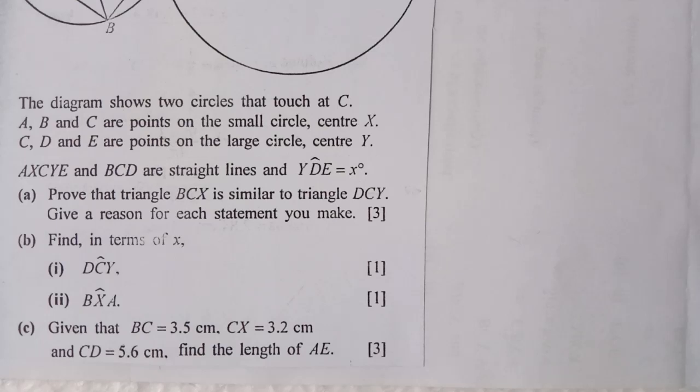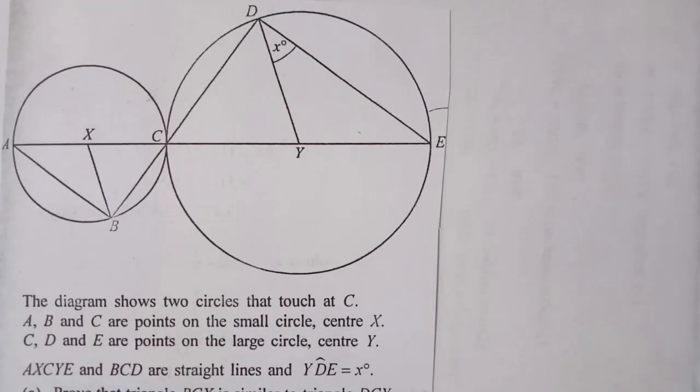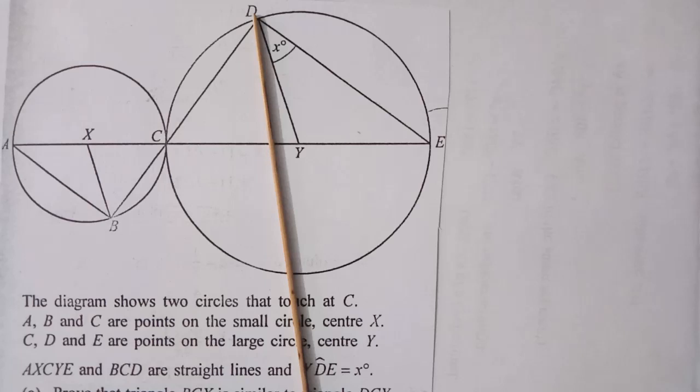In part A, we have to prove that the triangle BCX is similar to the triangle DCY. Give a reason for each statement you make. In this figure, this is the triangle BCX and the other one is triangle DCY. These two triangles, we have to prove that they are similar to one another.